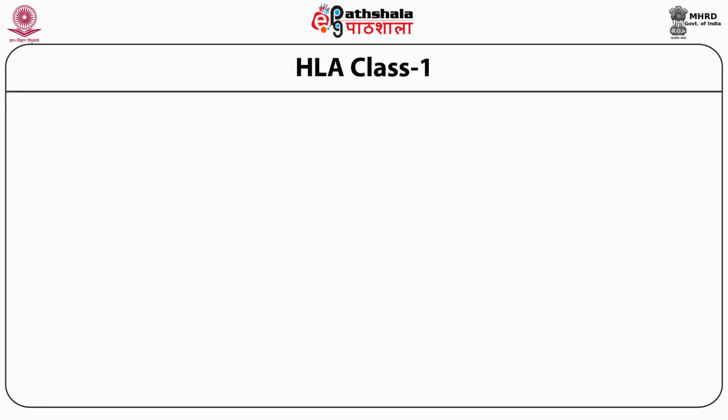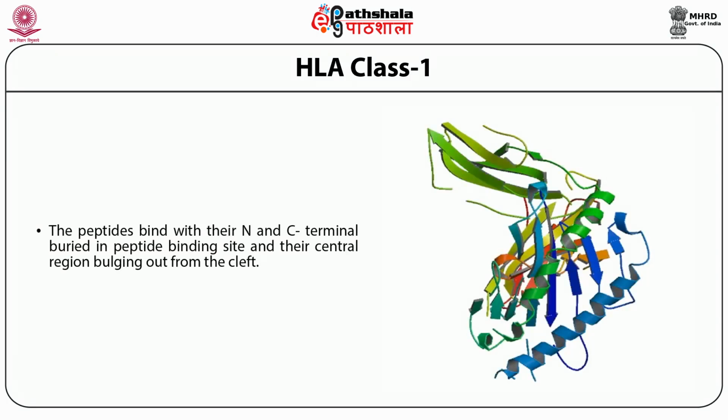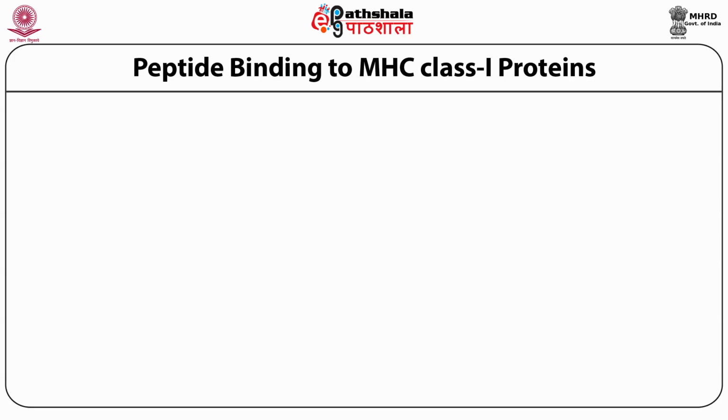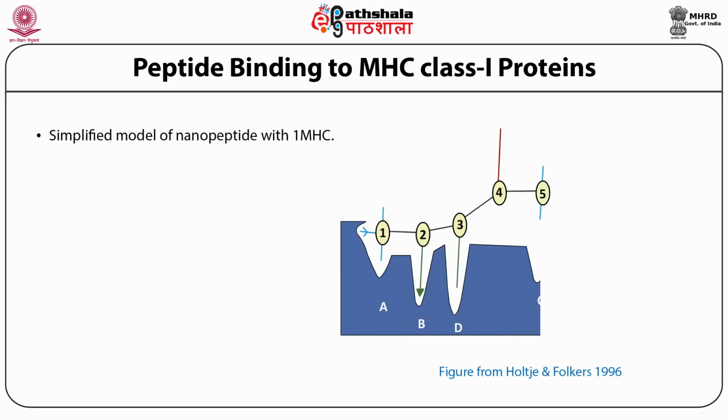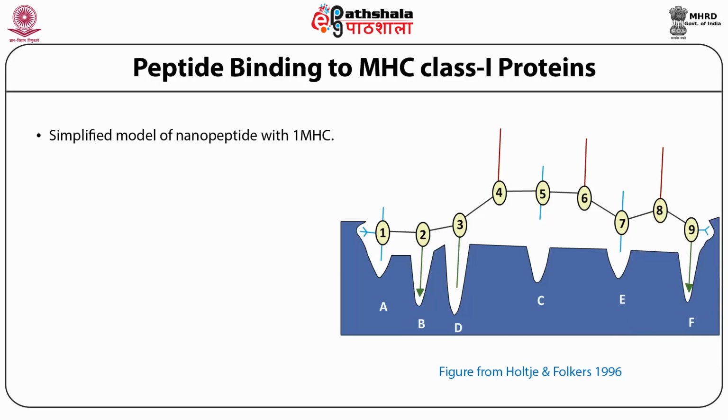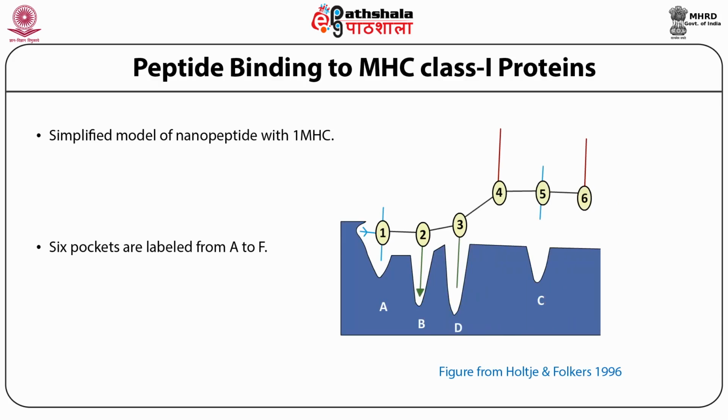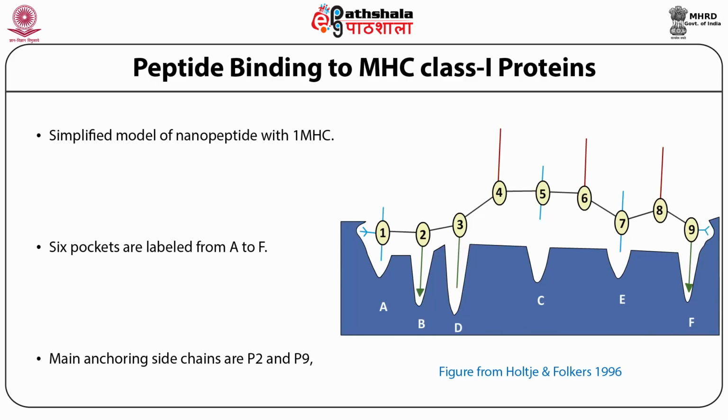We show in this picture the HLA class 1 protein structure. Here the beta sheet region, surrounded by 2 alpha helices, blue and green, can be seen. The peptides bind with their N and C terminals buried in the peptide binding site, with their central region bulging from the cleft. The peptide binding to MHC class 1 is shown schematically in this picture. The simplified model of a nonapeptide with the MHC and 6 pockets are labeled from A to F. The main anchoring sites are from 2 to.